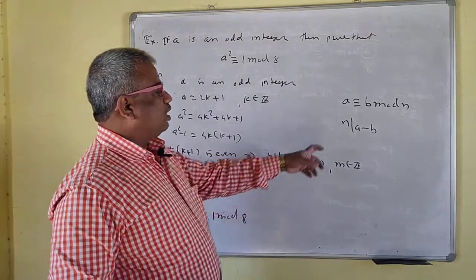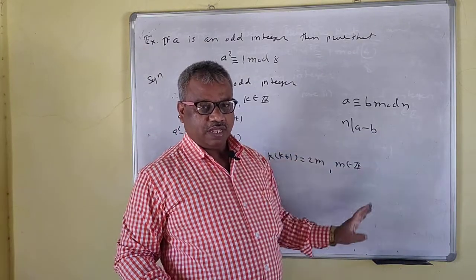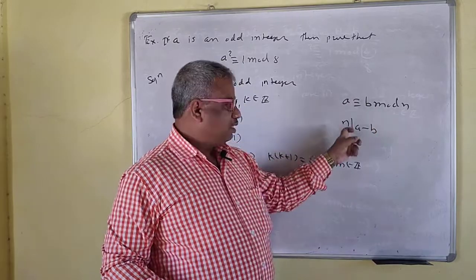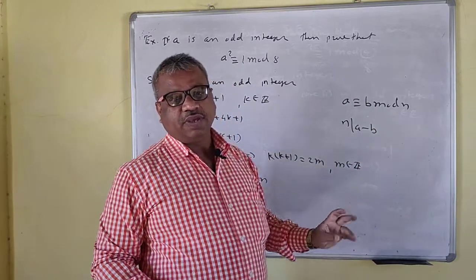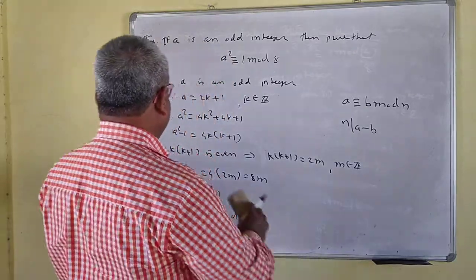That means the aim is to prove that a minus b is a multiple of n. To prove this congruence means to prove that a minus b is a multiple of n. That we have to prove.